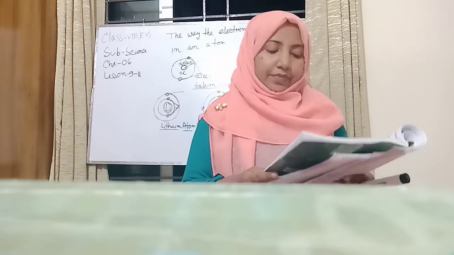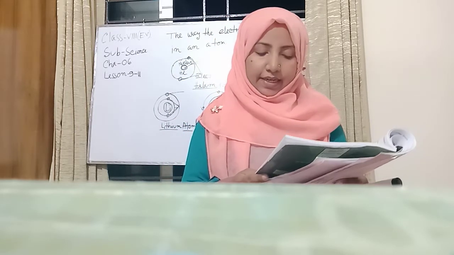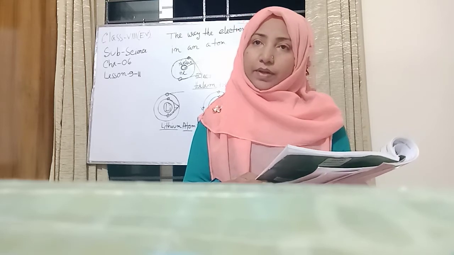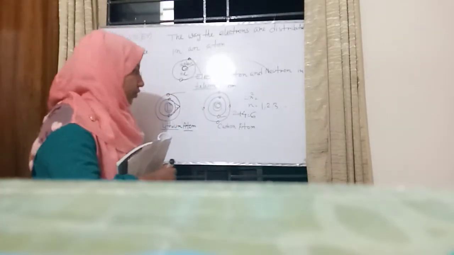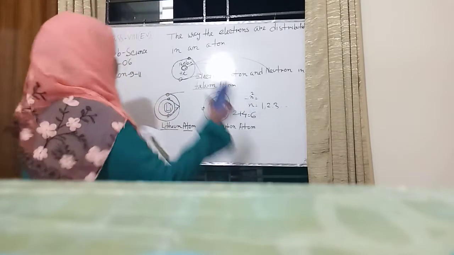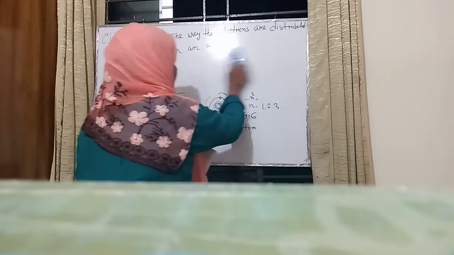According to the rule, the maximum number of allowed electrons in the first orbit is 2. In the second orbit, the number is 8. Basically, I will draw another structure again.